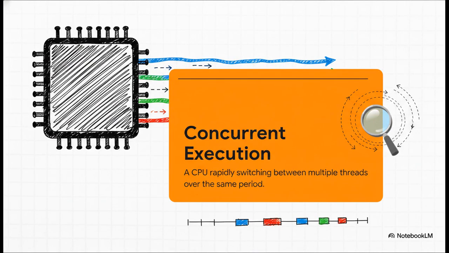But what if you've only got one CPU core to work with? Well, that's where concurrency comes into play. The CPU is so incredibly fast that it can work on a little bit of thread 1, then jump over to thread 2, then back to thread 1. It switches back and forth so fast that it looks like they're all running at once, even though technically only one thing is happening at any given nanosecond. It's a very convincing illusion.